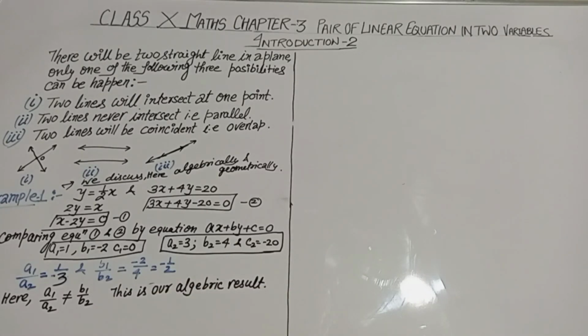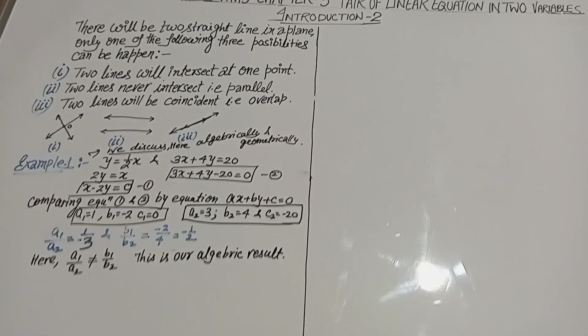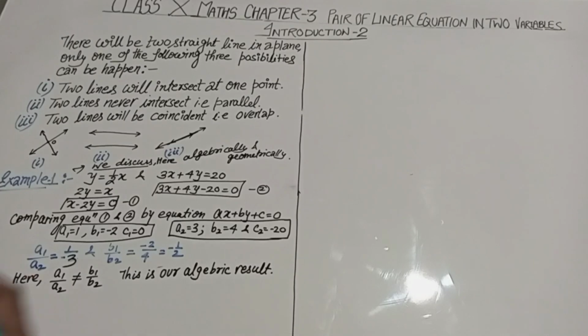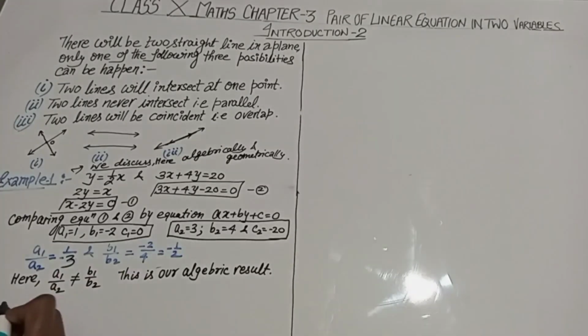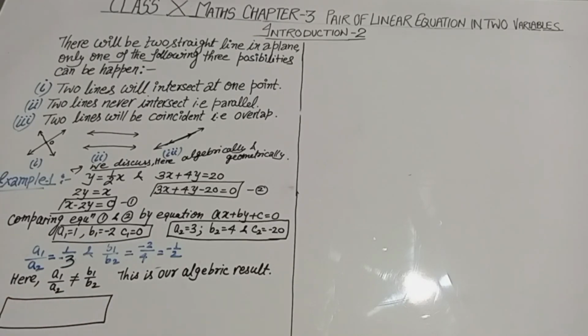This is our algebraic result. Now here, take a solution of equation 1. So here we take a solution of equation 1. Okay, equation 1 solution. So what we have got, x, y, for equation 1.